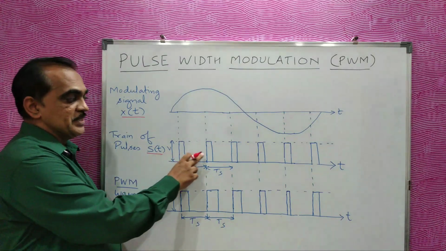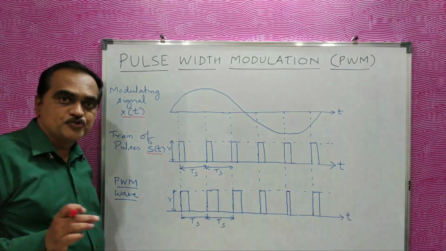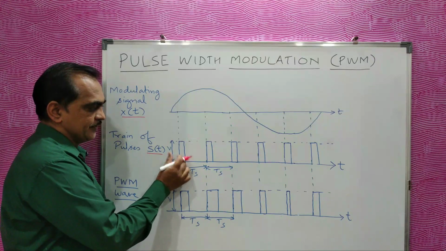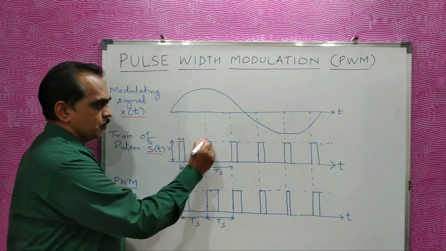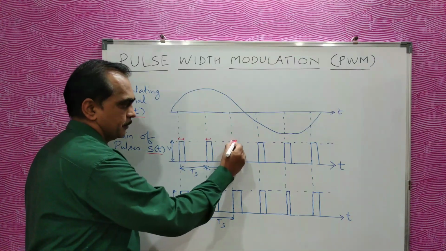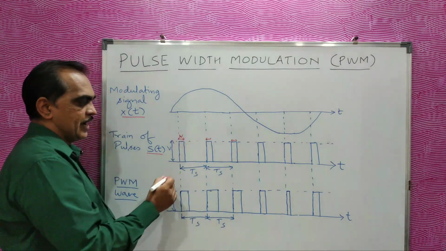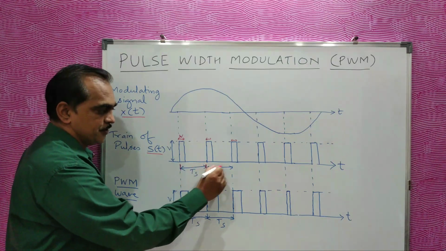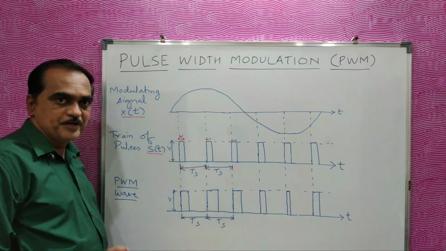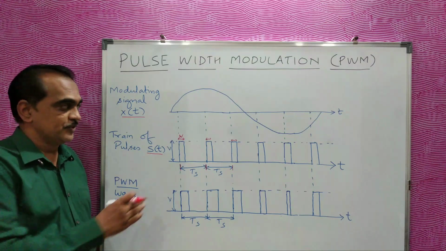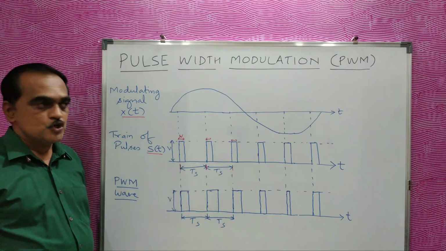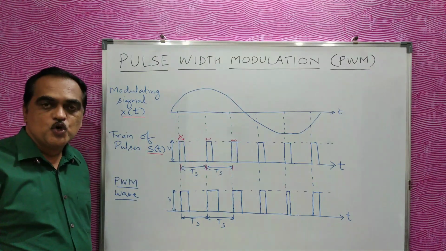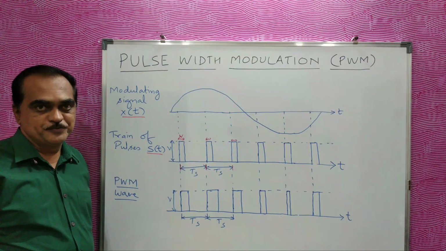Now all these pulses will have constant amplitude, constant width, and constant position. From here it is Ts time period, from here it is Ts time period. So it is constant position. So all this train of pulses is having constant amplitude, constant width and constant position.